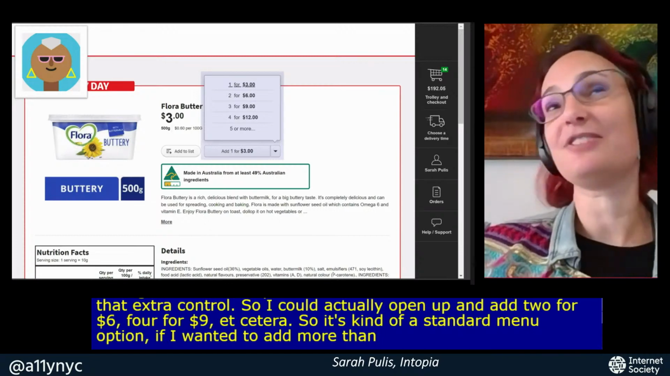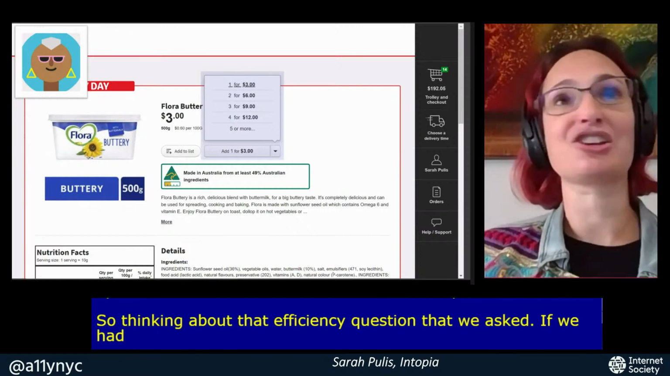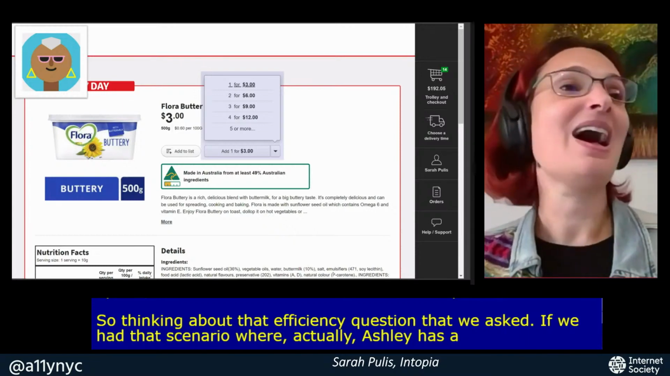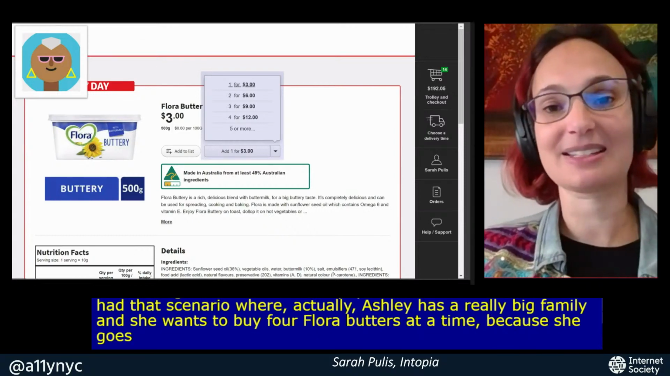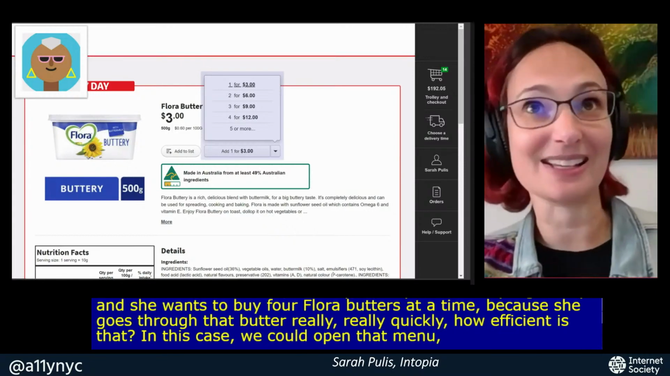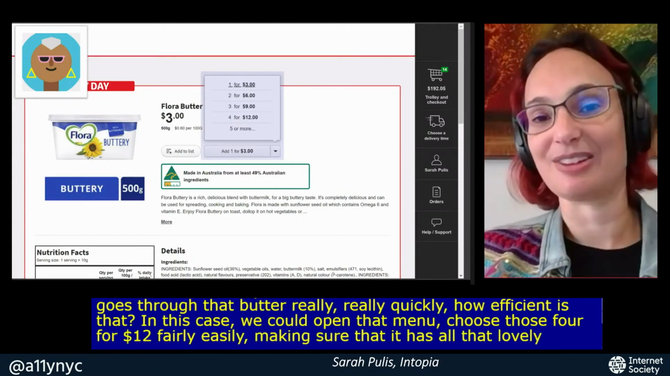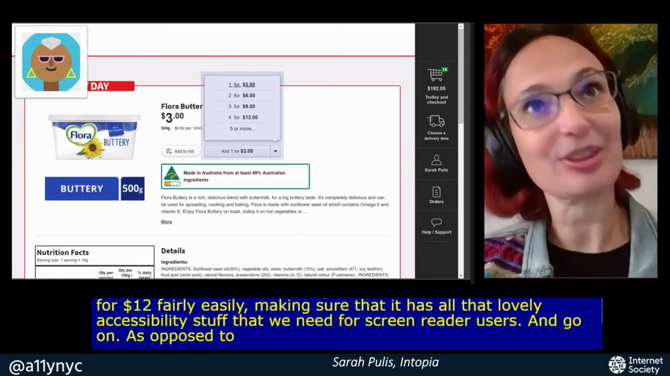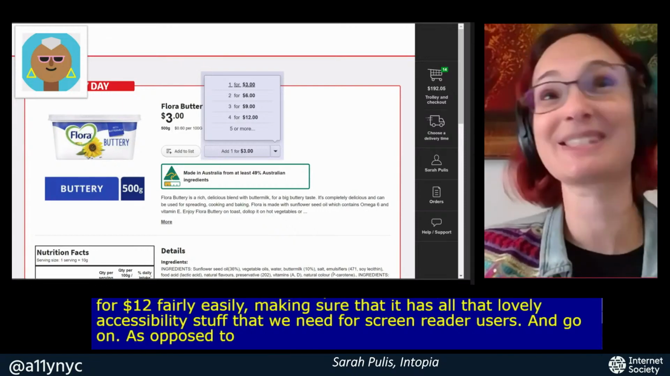So thinking about that efficiency question that we asked, if we had that scenario where actually Ashley has a really big family and she wants to buy 4 Flora Butters at a time because she goes through that butter really, really quickly, how efficient is that? In this case, we could open that menu, choose those 4 for $12 fairly easily, making sure that it has all that lovely accessibility stuff that we need for screen reader users, and go on, as opposed to, not that I would hope this would happen, but maybe having to click on that add one for $3 4 times.